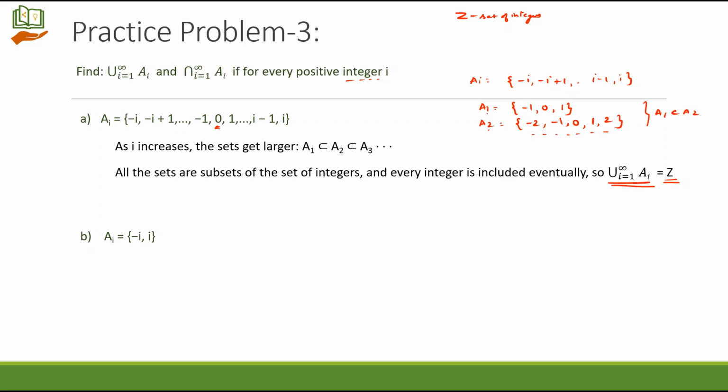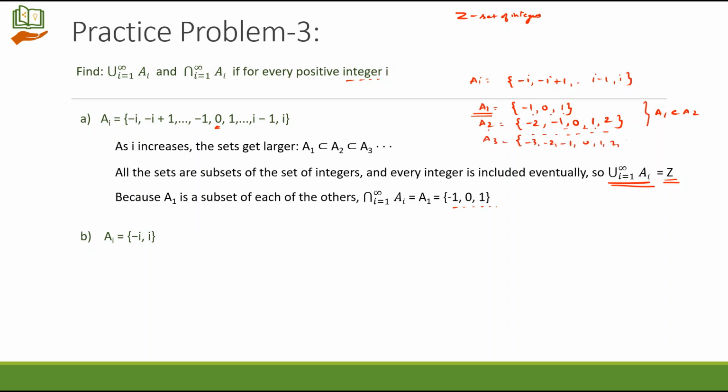What about the intersection? A1 will be the intersecting part because these three elements are present in all the other sets. Similarly, if you take A3, you will have minus 3, minus 2, minus 1, 0, 1, 2, 3. Even this has minus 1, 0, 1. So definitely this will be the intersection part. So we are done with A.